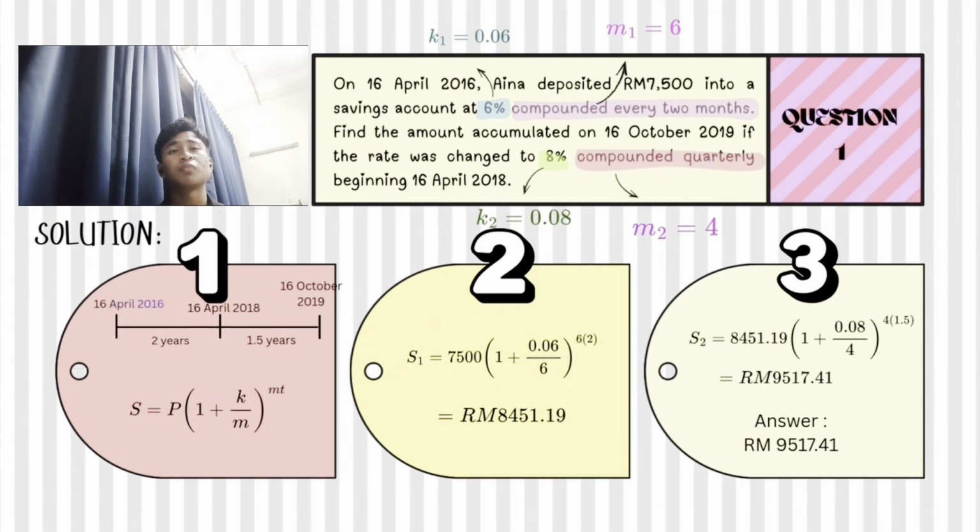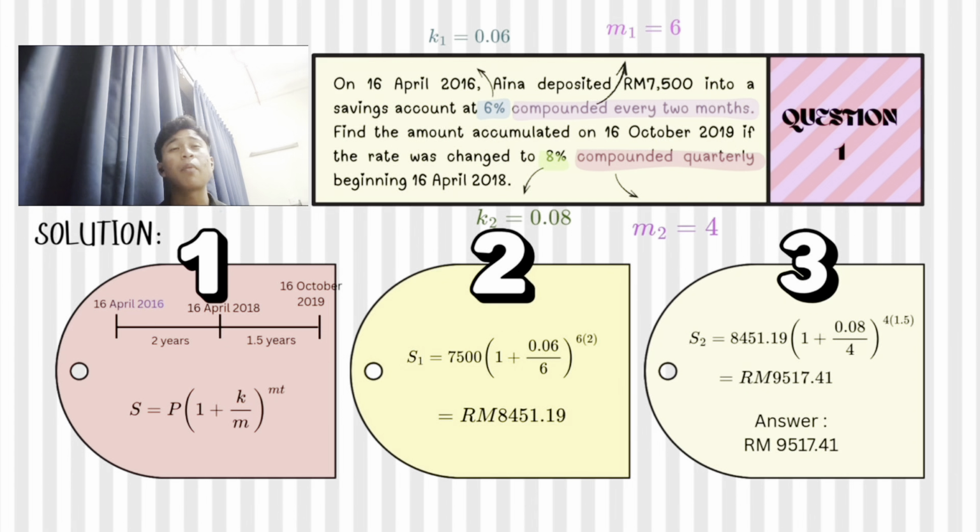For the first step, we will need to put down all of the information that we get, so you will not be confused. From 2016 to 2018, this period is 2 years. Since the interest is compounded every 2 months, the compounding frequency is 6 times per year. So using the formula S, the amount becomes 8,451 ringgit 90 cents.